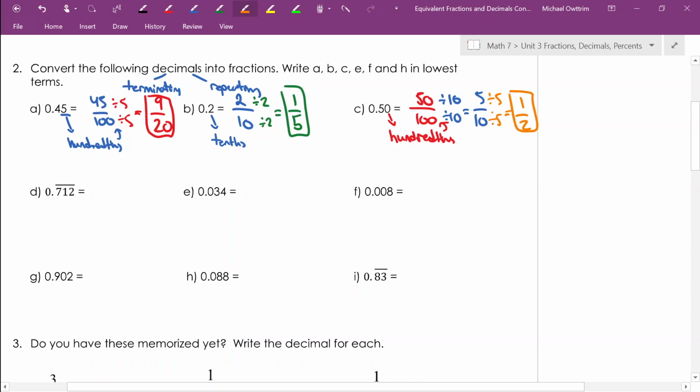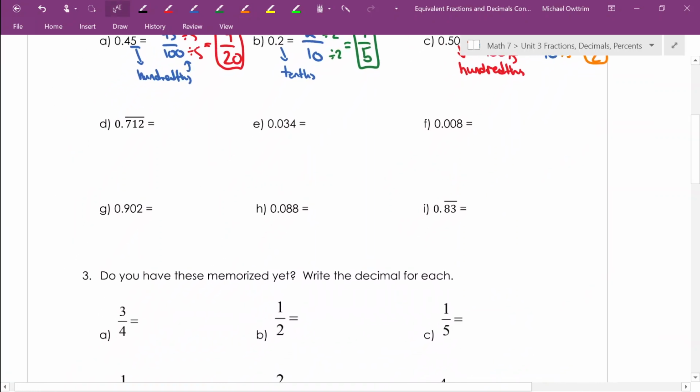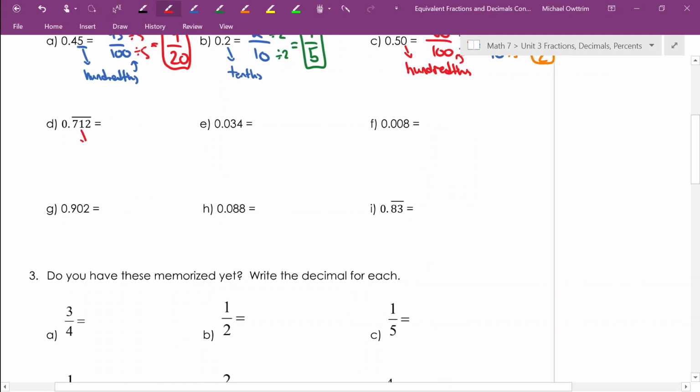Of course, 1/2 being 0.5 is one of our memorized fractions. In the case of question D, this is our first one with a repeating bar. A bar over our numbers means that these digits repeat. When we have a repeating decimal, it's the amount of digits that tells us the amount of 9s on the bottom. So there's 3 digits, the 7, the 1, and the 2, that are repeating. And so that tells us that we have 3 9s on the bottom of our fraction.